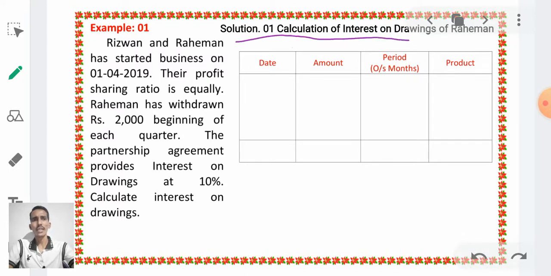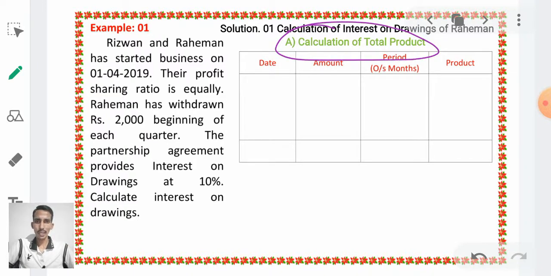Calculation of interest on drawings of Rahman. Is it clear? Okay. Next, in 2 steps we calculate the interest on drawings. First step, we calculate the total product. In second, we calculate the interest.